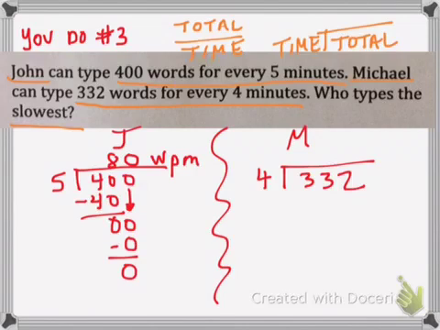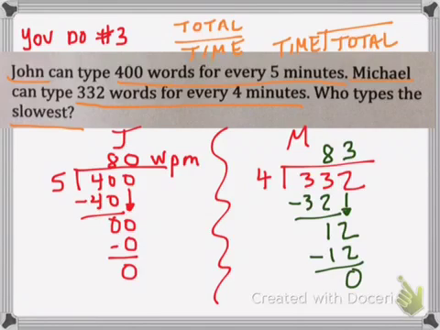And then let's look at Michael's. Let me switch colors. 4 cannot go into 3, but 4 can go into 33, a total of 8 times without going over. 8 times 4 is 32. I subtract, and then I bring down my 2. 12 divided by 4 is 3. 3 times 4 is 12, and I have no remainder. So Michael can type 83 words per minute.